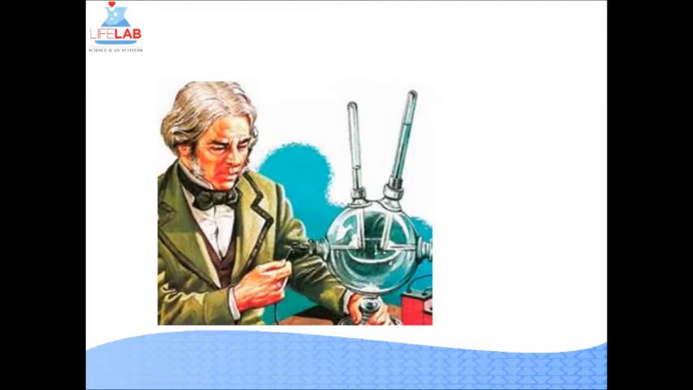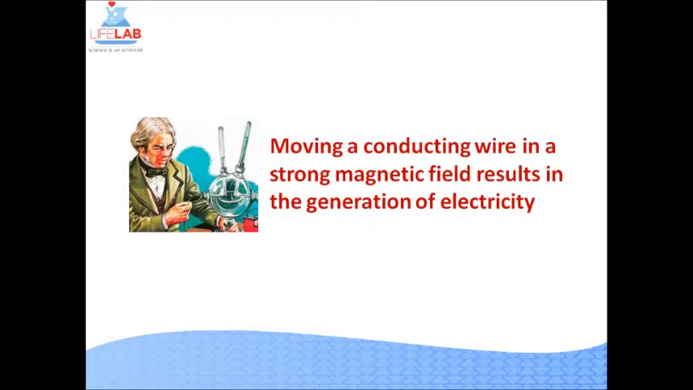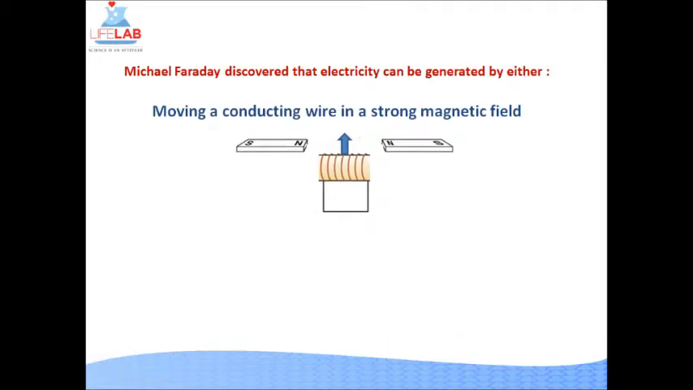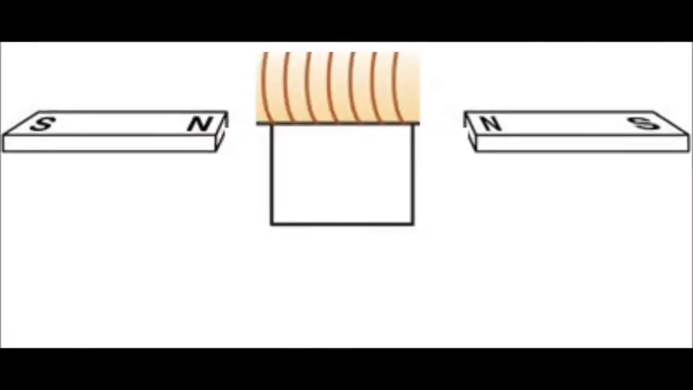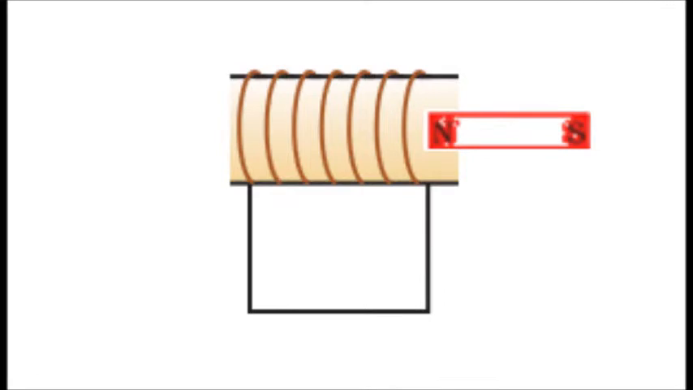Michael Faraday was a scientist who discovered this. He then started wondering if electricity and magnetism can lead to motion, then can motion and magnetism generate electricity? To answer this question, he moved a wire in a strong magnetic field and found that electricity was indeed produced. He found that electricity can be generated by either moving a conducting wire in a strong magnetic field or moving a strong magnet around a conducting wire.